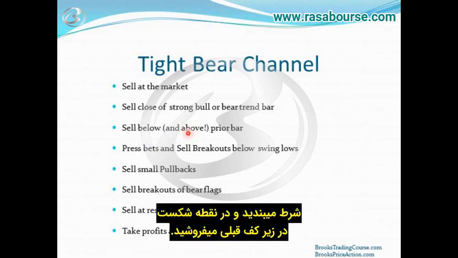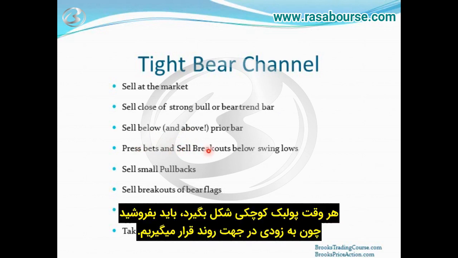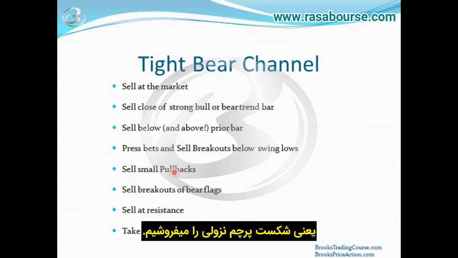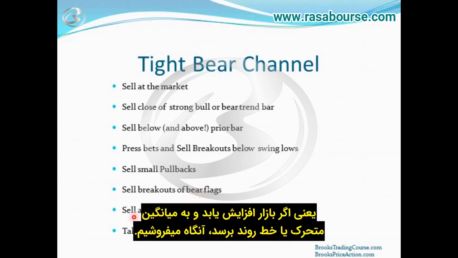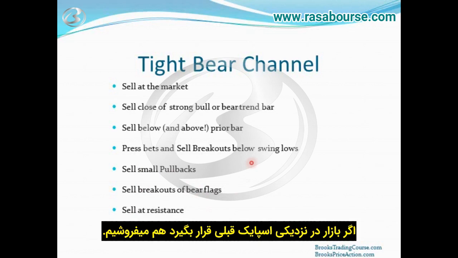You press your bets, and you sell breakouts below prior lows. Anytime you get a small pullback, you sell that as it's beginning to resume back in the direction of the trend. So you're selling breakouts of bear flags. You sell at resistance. If the market comes up to the moving average or a trend line, you sell. If it comes back to a prior spike bottom, you sell. And you take profits at new lows and at support.